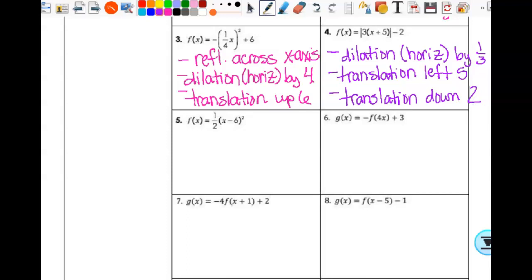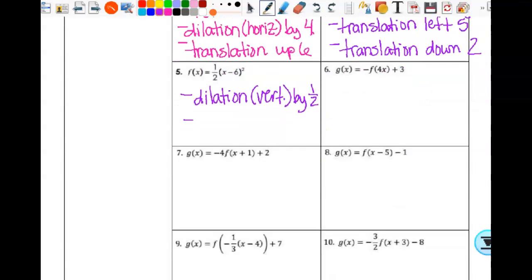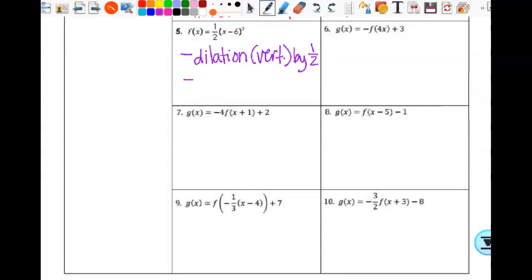So let's look at number 5 together. How many transformations do we have here? 2. That 1/2 is being multiplied, so it is a dilation. Is it vertical or horizontal? Vertical. And the factor here would be what? 1/2, good. The 6 is a translation.